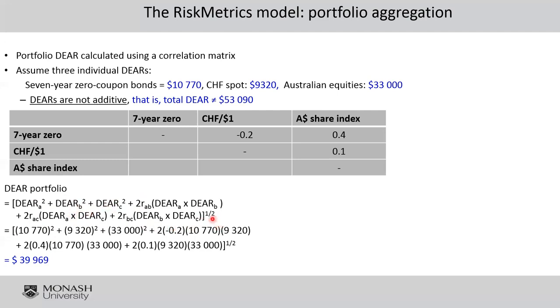And then we add them all up, and we want only the standard deviation of this, and we find it to be actually 39,969. This is the risk of all my portfolio. So we have to calculate the DIRs, and we have to put the DIRs in this matrix to get the aggregate risk. Now I'm done with the most technical one, but this model has problems.